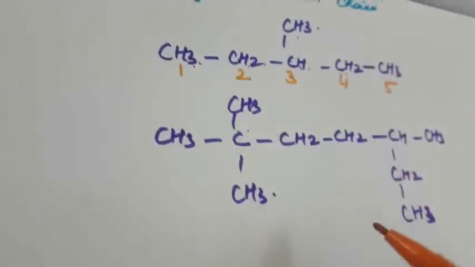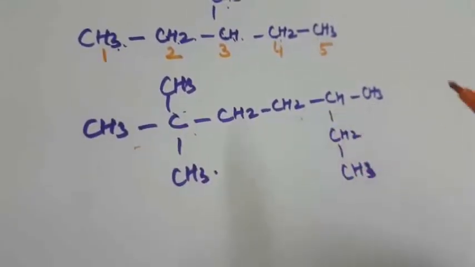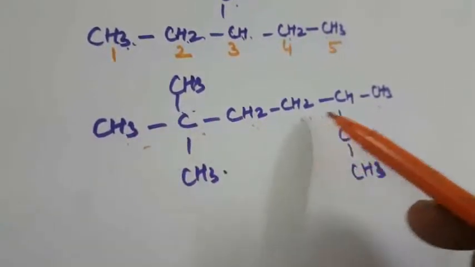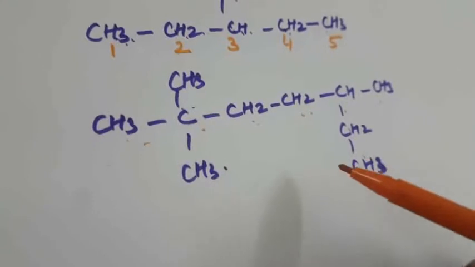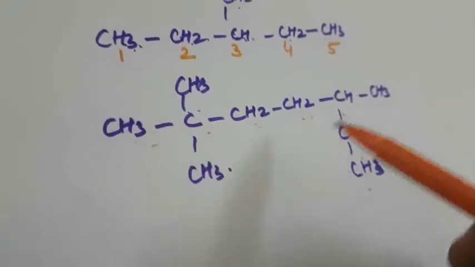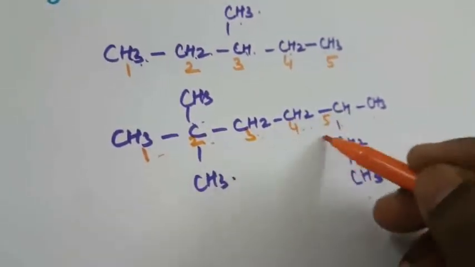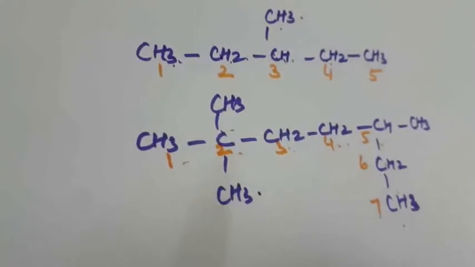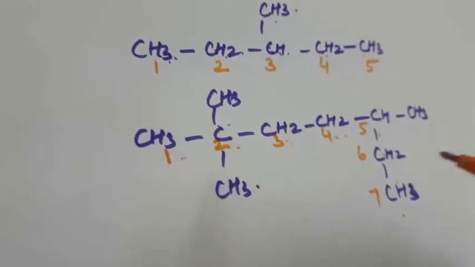Next, see this example. Here 1, 2, 3, 4, 5, 6, so there are 6 carbons. But this way, 1, 2, 3, 4, 5, 6, 7, there are 7 carbons. So which one do you give the priority? This way, the 7-carbon chain, 1, 2, 3, 4, 5, 6, 7. First you identify the longest hydrocarbon chain. This is the first rule.